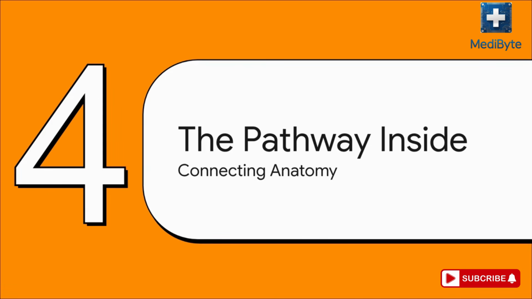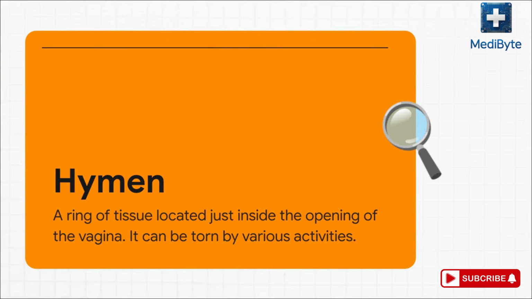So, we've covered pretty much everything on the outside. But to really get the full picture, we need to see how these external parts connect to the internal organs. So, let's take a peek just past the entrance to see that pathway. Right inside the vaginal opening, there's a thin ring of tissue called the hymen. And look, it's really important we clear up a major myth here.